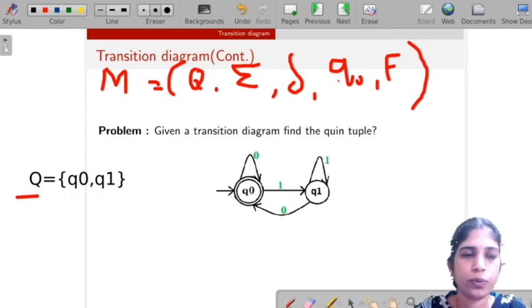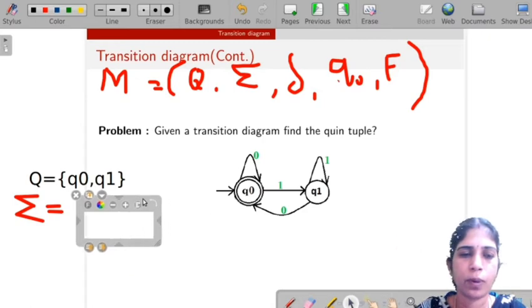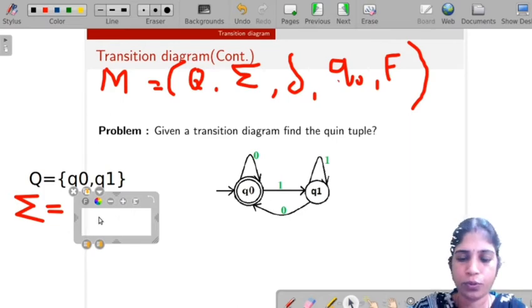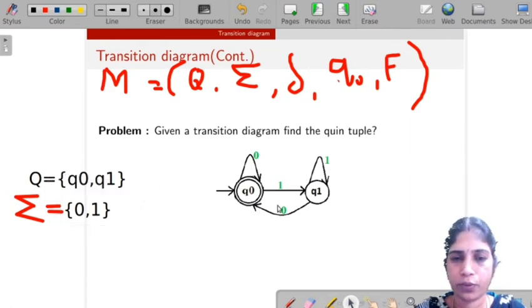Then next, what is sigma? Sigma is a set. What are the input symbols in the given transition diagram? 0 and 1. So here the set 0 and 1, two input symbols only. So the finite set of input symbols is called alphabet. Sigma is equal to the set {0, 1}.